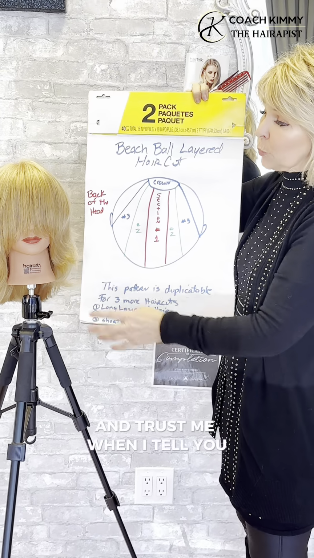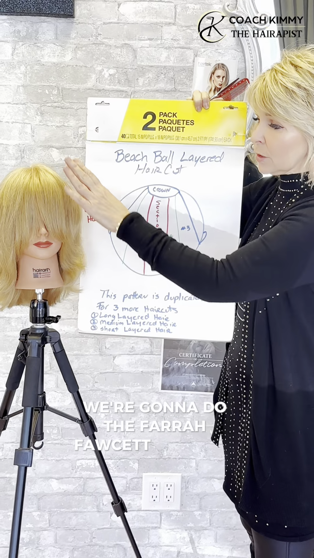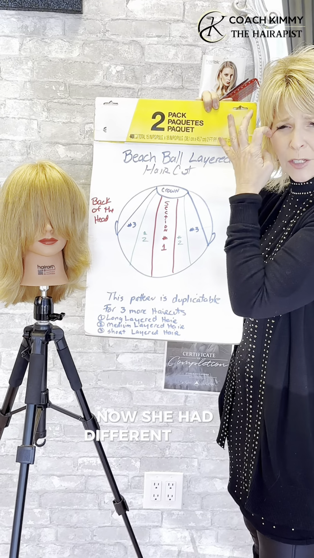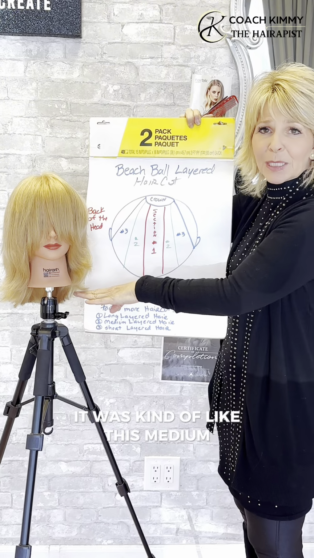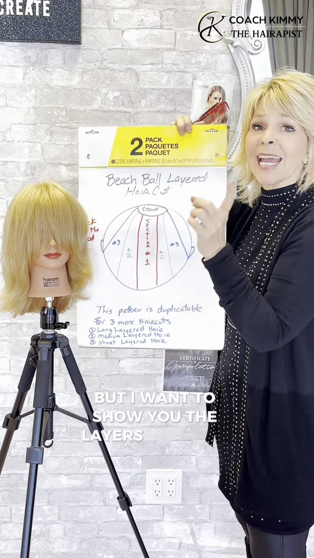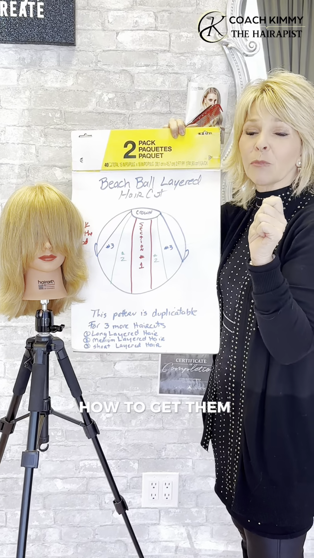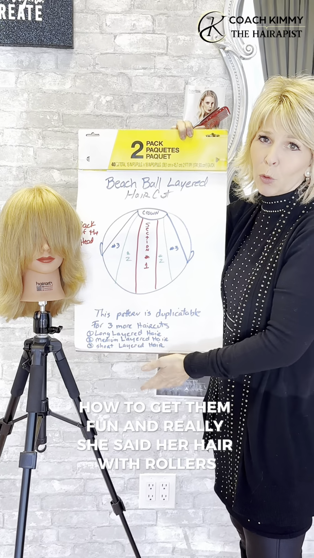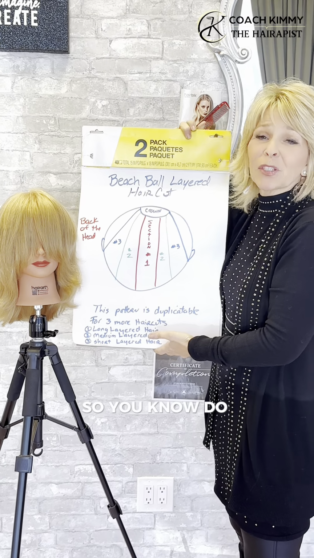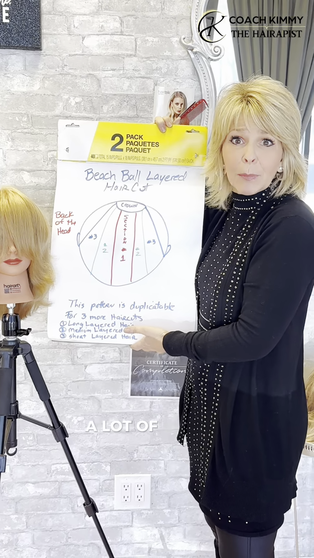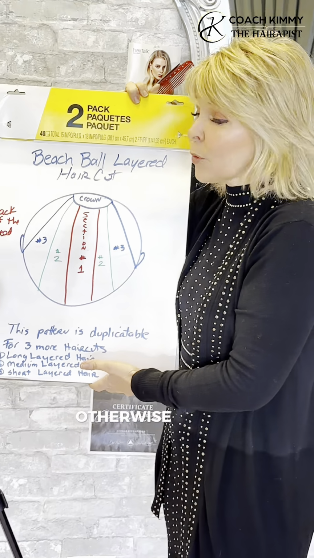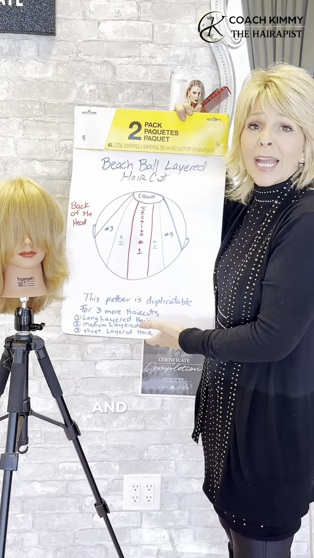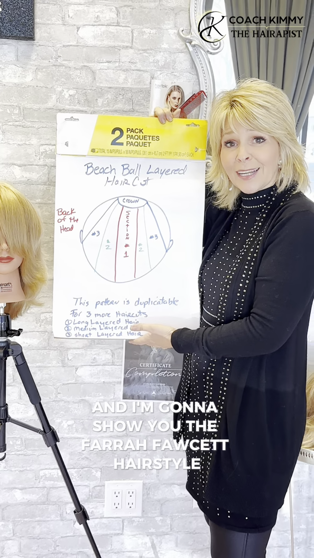And trust me when I tell you, we're gonna do the Farrah Fawcett. It's short to medium hair. Now she had different types of hair, but for the most part in Charlie's Angels, it was kind of like this medium length, but I wanna show you the layers and how to get them shorter, how to get them fun. And really she set her hair with rollers. So, you know, do you set your hair with rollers today? A lot of people still can, and they still have great rollers that you could do roller sets with. Otherwise, you do it with a brush and a blow dryer, and I'm gonna show you the Farrah Fawcett hairstyle.